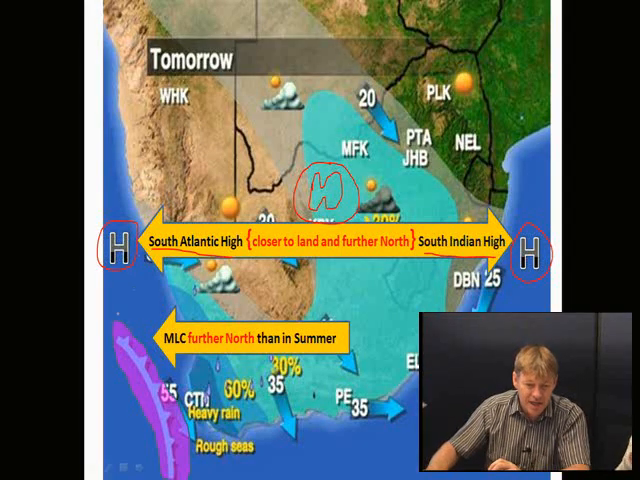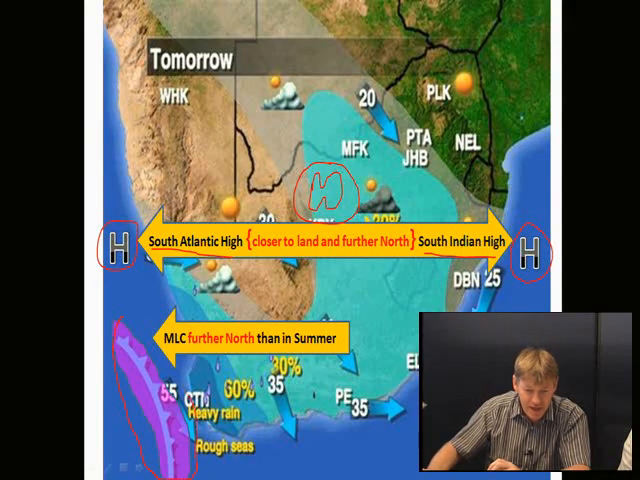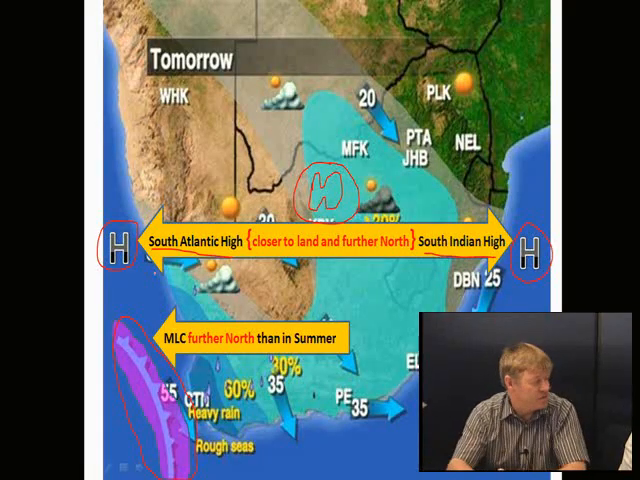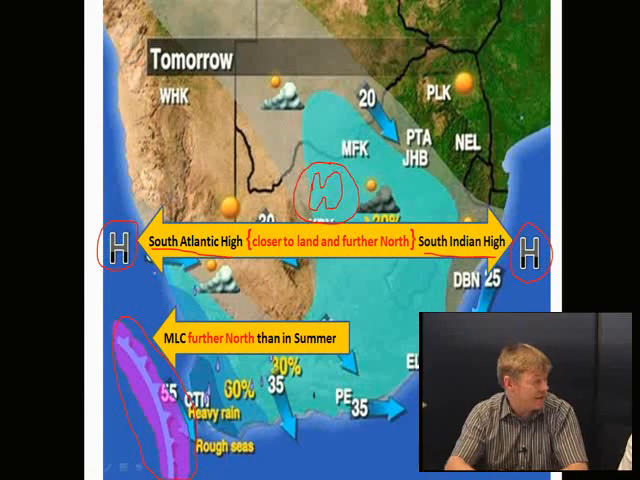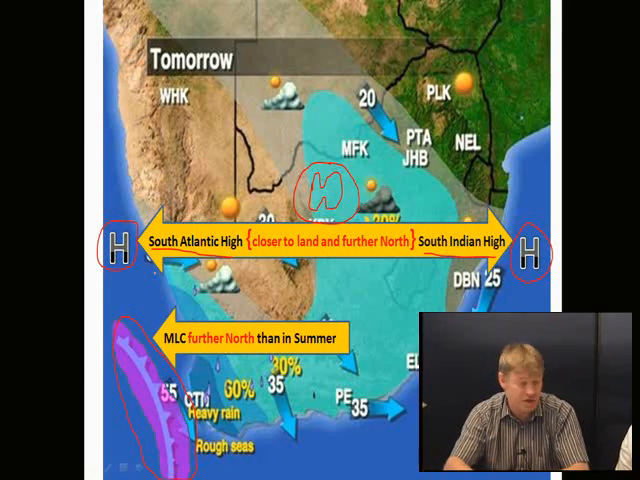Here's our friend the mid-latitude cyclone. There you can see. Now, Nkuli, help me quickly. How do you know that that is a mid-latitude cyclone? It is moving. It is approaching the Western Cape. It's moving from the west to the east. Well done. It's moving from the west to the east, which is a dead giveaway of a mid-latitude cyclone in terms of the winter conditions, yes?